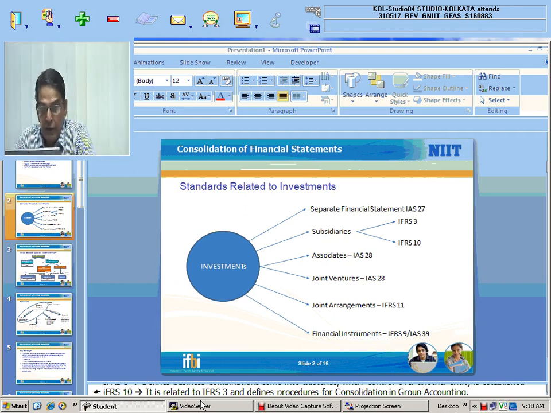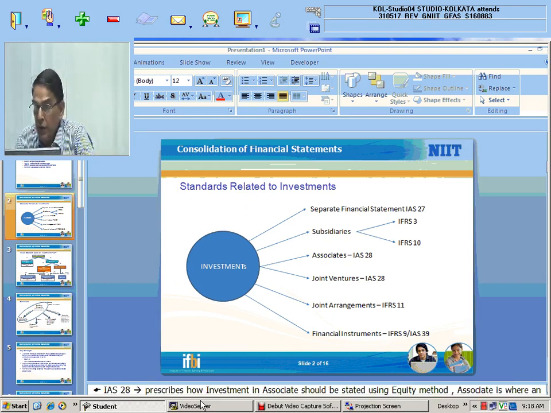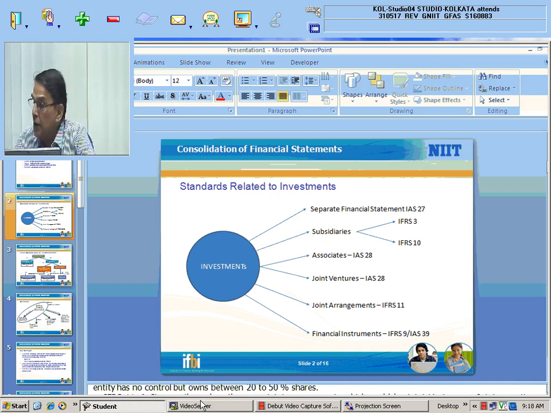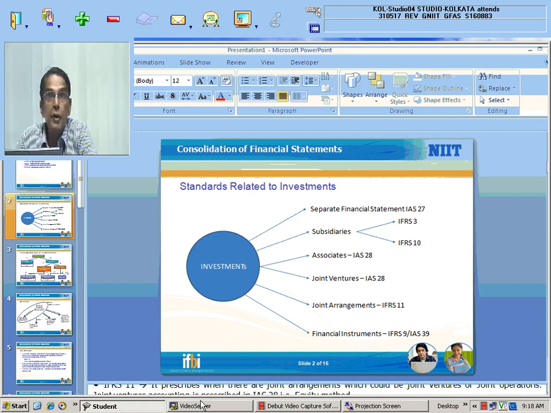IFRS 11 prescribes when there are joint arrangements which could be joint ventures or joint operations. Of course, joint ventures accounting is prescribed in IAS 28 using the equity method. IFRS 9 or IAS 39, which we have already discussed in detail, when the investment is having less than 20% equity, it is accounted for using IAS 39 or IFRS 9 as financial instruments, which we have covered in details in one of the earlier lessons, if you remember.